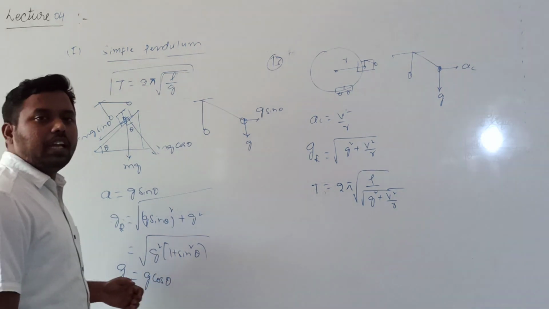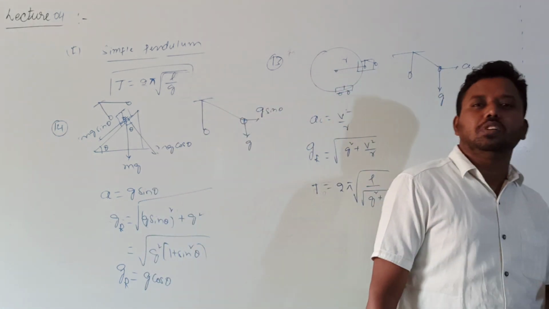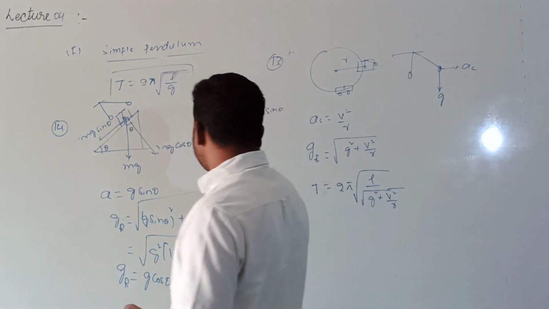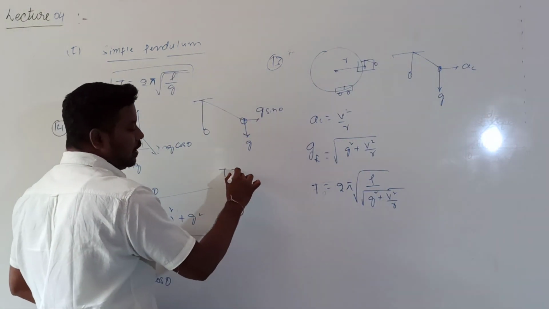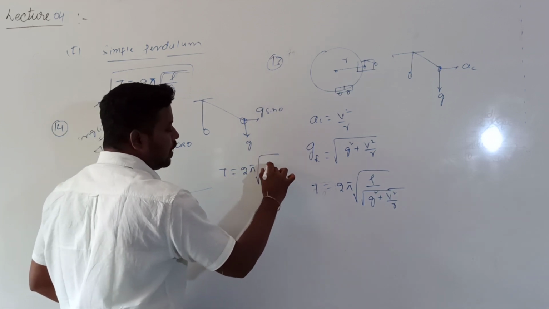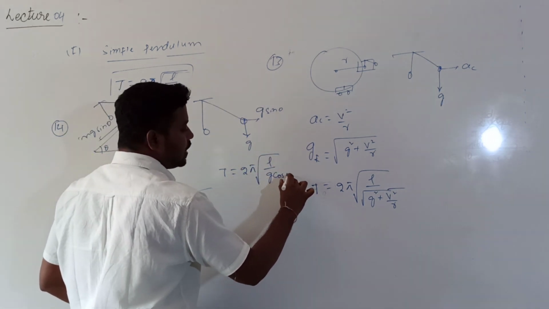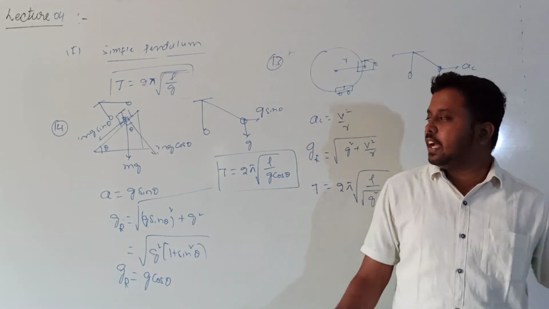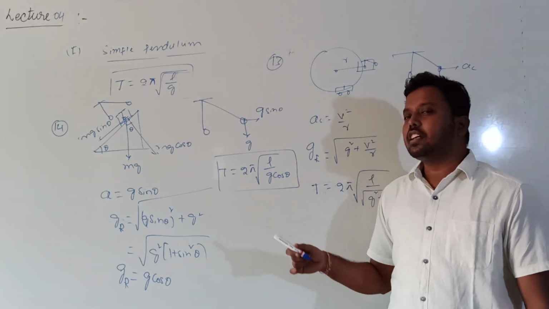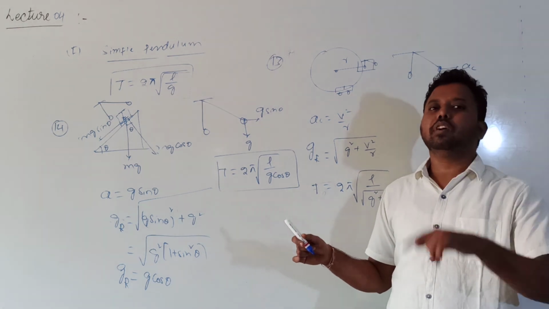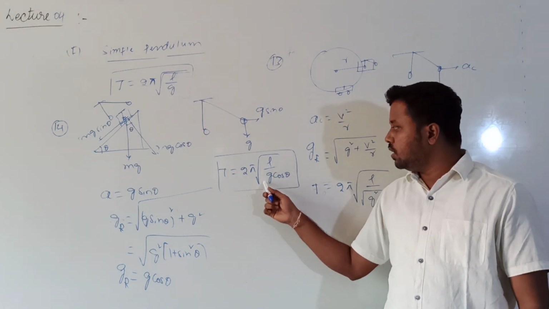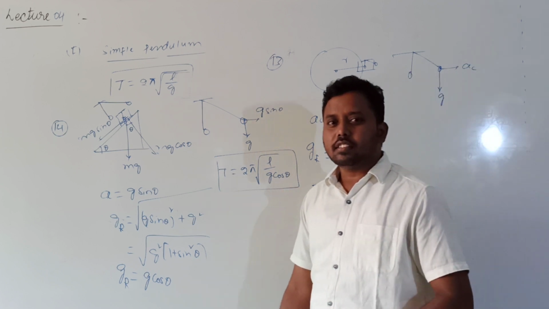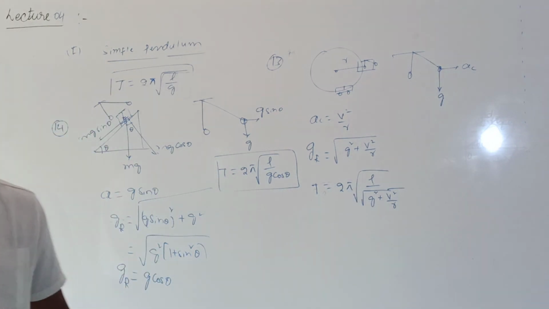Okay? Whenever a pendulum is attached to the roof of a car, if the car is sliding down the inclined plane, the resultant acceleration is given by this. Then the time period is 2π√(L/(g cos θ)). So based on the θ value, the time period is going to change. With cos 0 equal to 1, whenever θ increases, g cos θ decreases. When g cos θ decreases, the time period increases. So this is the expression for which one?